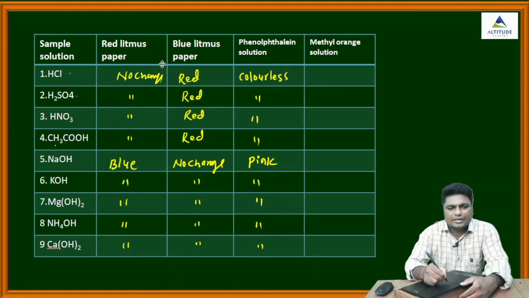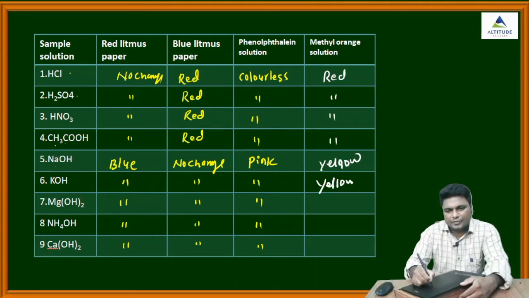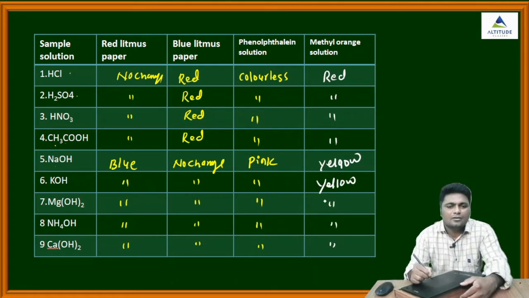See here. Methyl orange in acidic medium, which color will it give? Red. This is acid, red. This is also acid, red. Acetic acid also red. And sodium hydroxide, you are getting yellow with methyl orange. So here also yellowish color. All are yellow. These are some chemicals and their reaction with the different indicators.